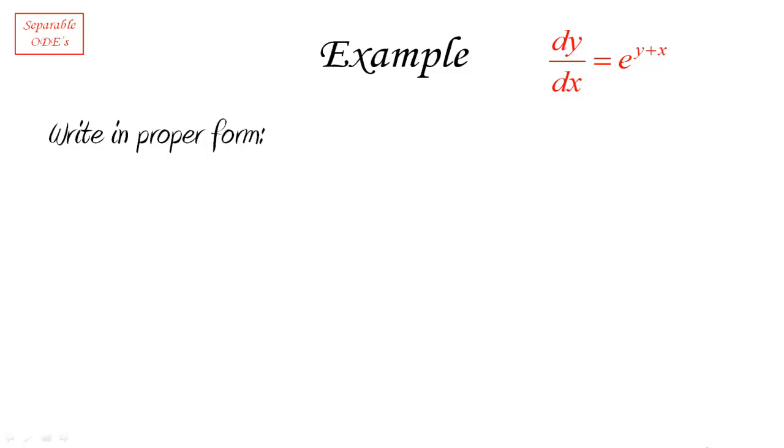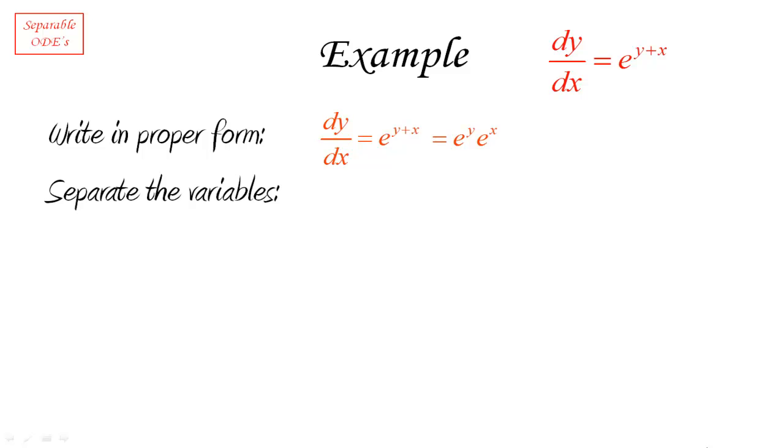Remember, on the right hand side we have a power with a sum in the exponent. That means that I can rewrite the right hand side as a product, e to the y times e to the x. And now you can see that I have my derivative being a product of a function of x and a function of y. So what I'm going to do next is separate the variables, bring all the y stuff on one side, all the x stuff on the other side. So it'll give me e to the minus y dy equals e to the x dx.